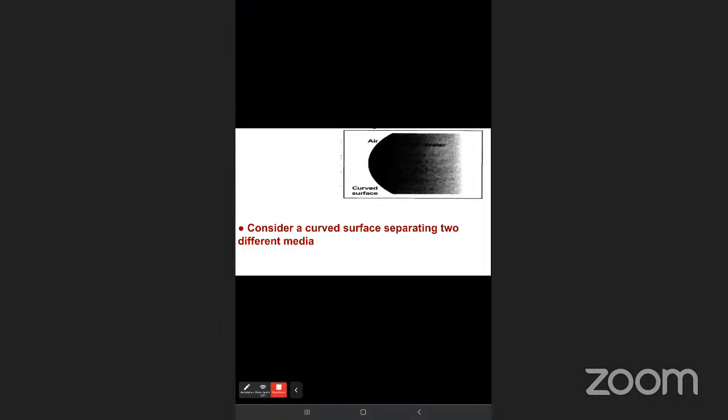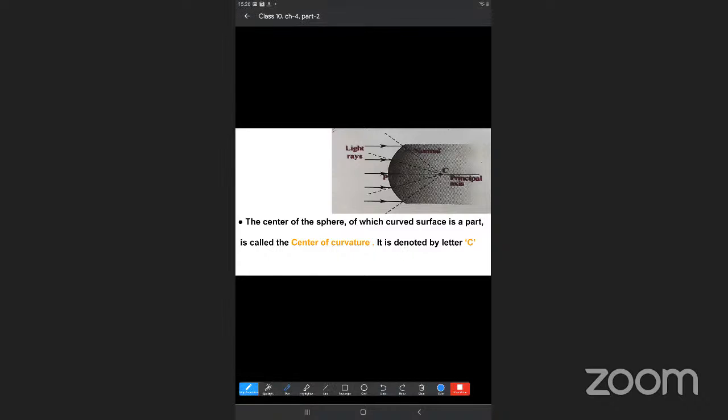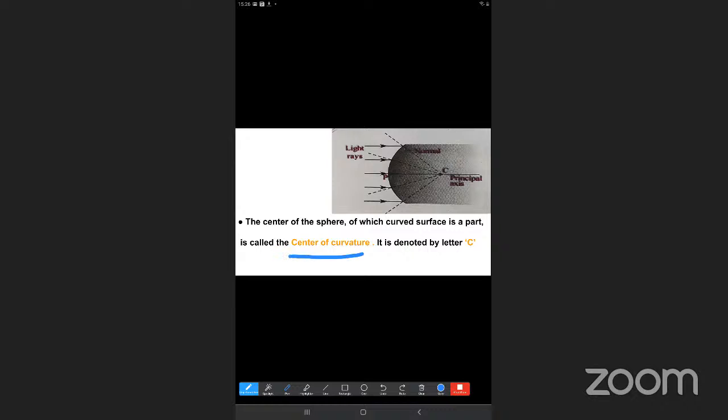Right? So here, C is the center of the sphere. The center of the sphere of which the curved surface is a part is called the center of curvature. So it is denoted by letter C.